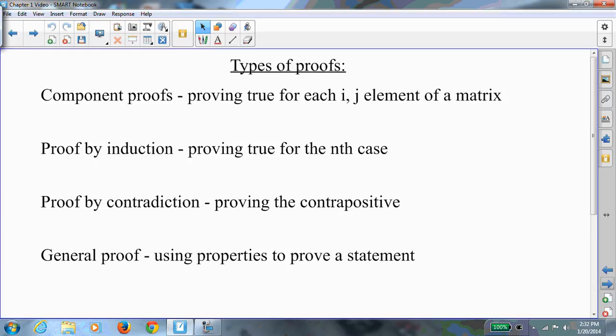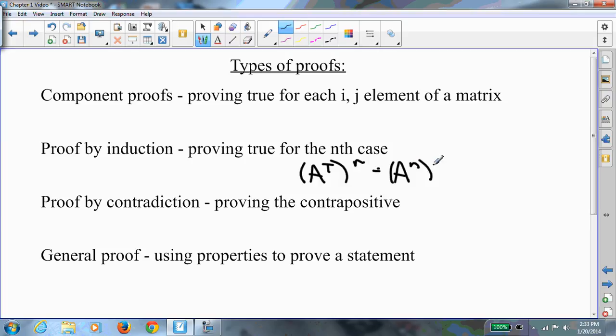These are some of the proofs that we were introduced to. The idea of component proofs. For example, if you want to prove that the elements of a matrix have zeros in them, then you want to use a component proof. We talked about proof by induction, which is basically to prove something like the nth case. For example, we had something like A transpose to the nth power turned out to be A to the nth transpose.